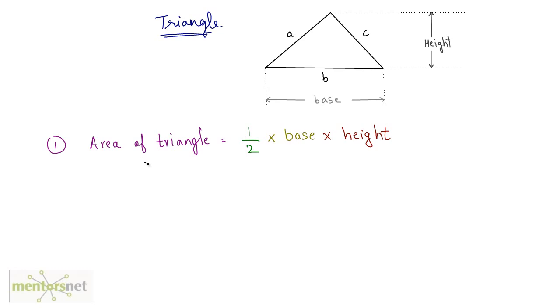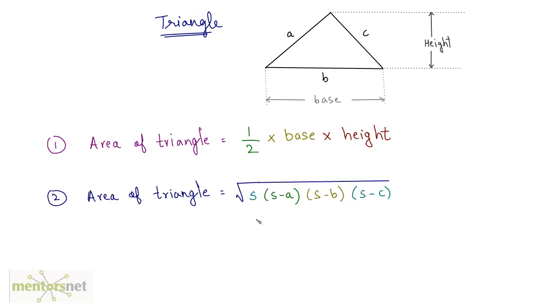Now if you don't know the base and height of a triangle, there is another formula to calculate the area of a triangle. Let me write it for you. The area is equal to the square root of s into (s minus a) into (s minus b) into (s minus c), where a, b, and c are the three sides of this triangle, and s is equal to half of the sum of the sides, that's half of (a plus b plus c). So these are the two formulas that help you in calculating the area of a triangle.